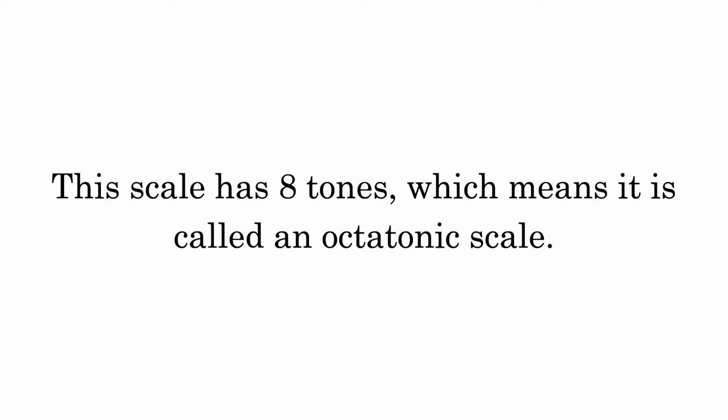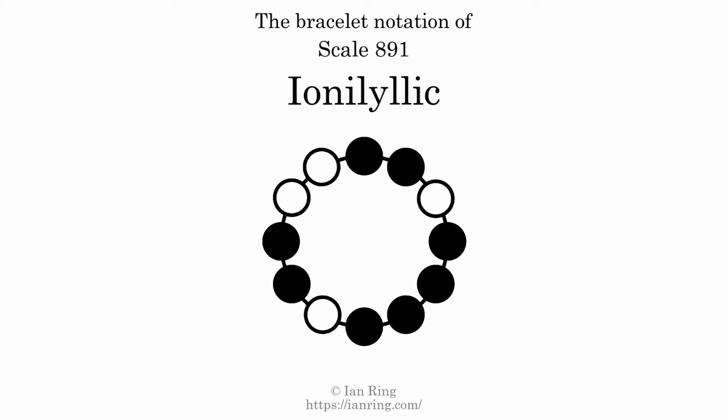This scale has 8 tones, which means it is called an octatonic scale. This is a bracelet notation diagram of scale 891. The shaded circles represent tones that appear in the scale, and they are read clockwise, starting at the top.